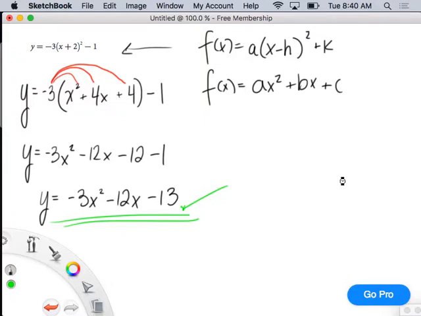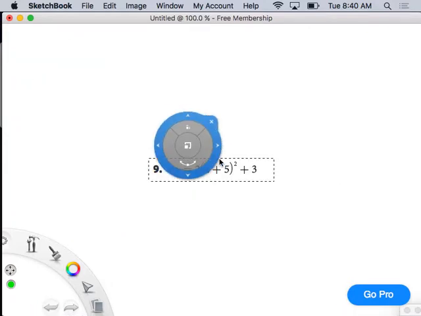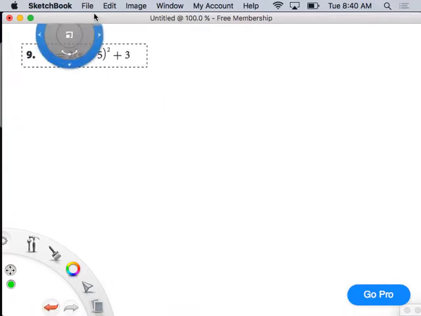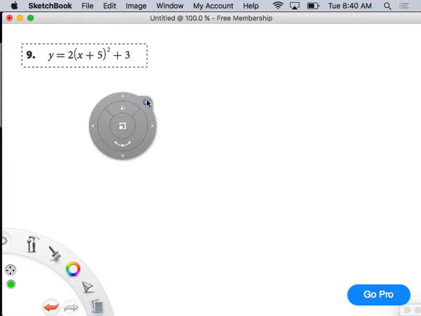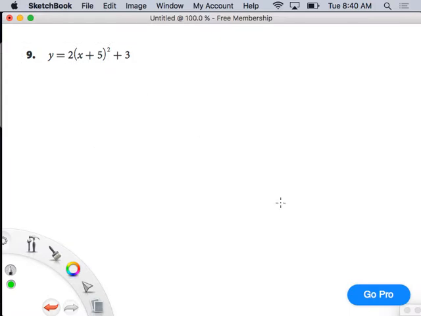Okay. Let's give it a shot. Alright. First, I have to square that out, square that binomial. Y equals 2 times square the first, x squared, square the last, 25, multiply and double. 5 times x is 5x, double that, 10x, plus 3.